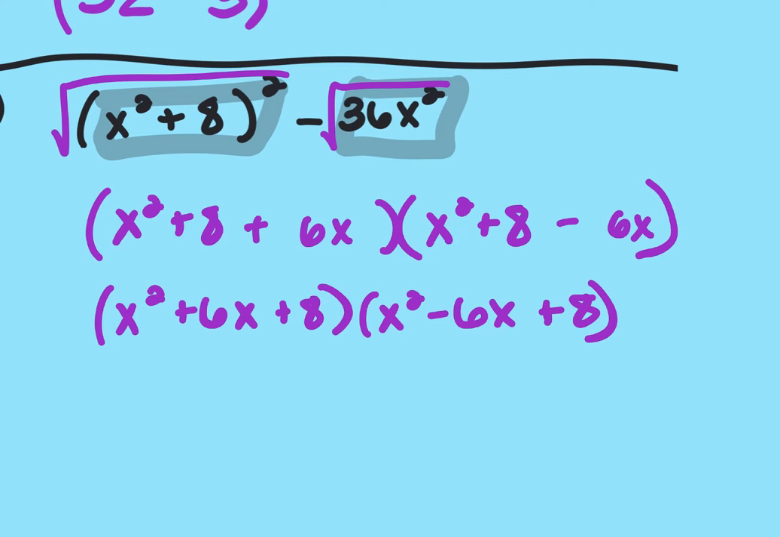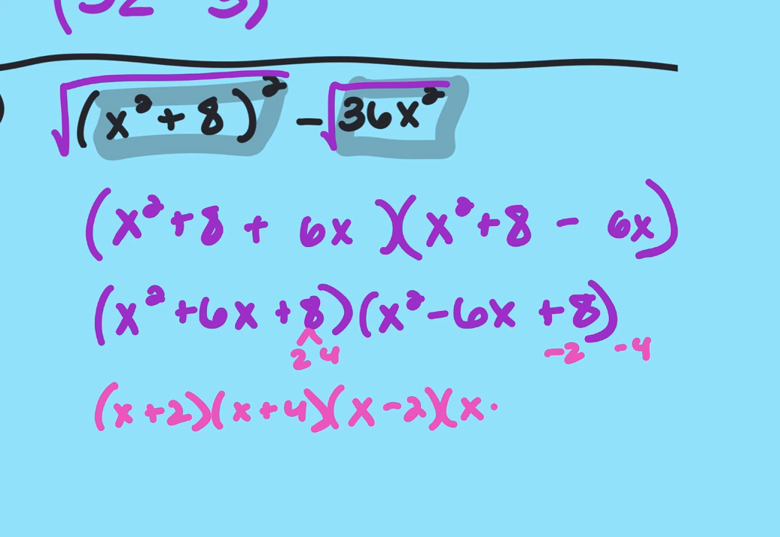And each of them is a trinomial. They're not perfect squares, right? But the last term, I want to see if there are factors of 8 that sum to 6. So this would be 2 and 4, and I get x plus 2 and x plus 4. And then factors of positive 8 that add to negative 6 would be negative 2 and negative 4. So I get x minus 2 and x minus 4. And that whole thing would be my solution, or my factored form.